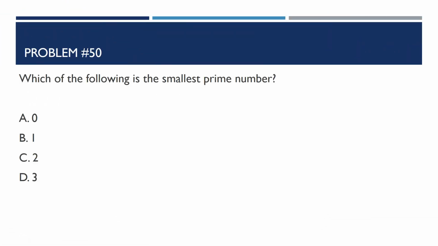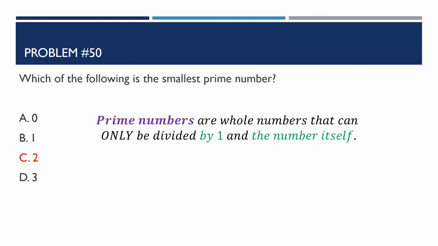Number 50. Which of the following is the smallest prime number? So the answer for this question is 2. So why is it 2? Let us define first what prime numbers are. Prime numbers are whole numbers that can only be divided by 1 and the number itself.